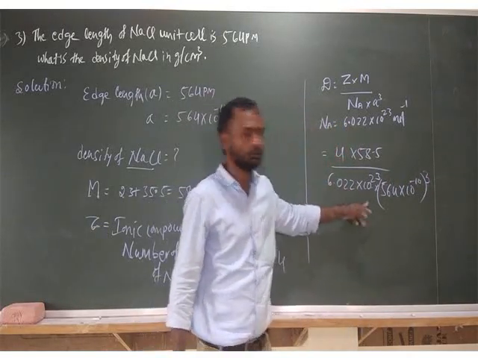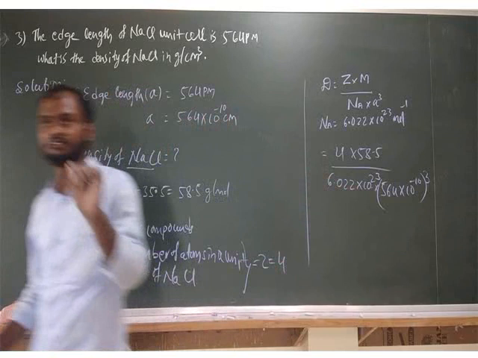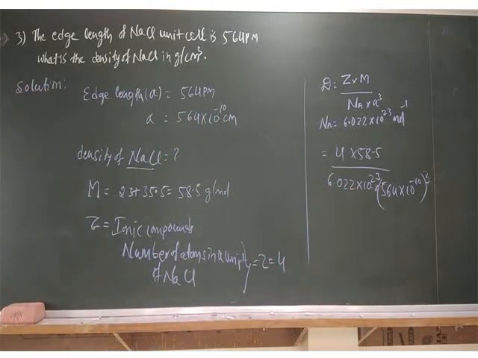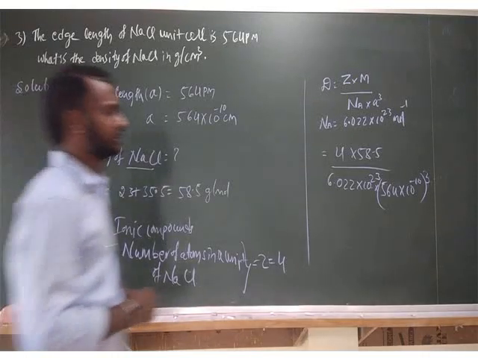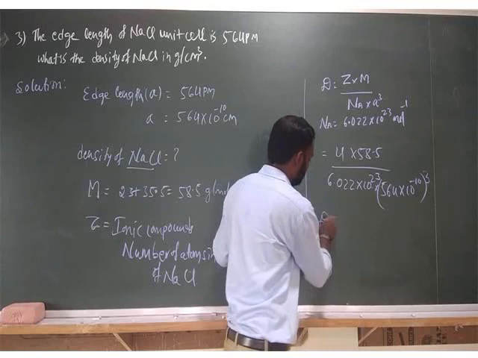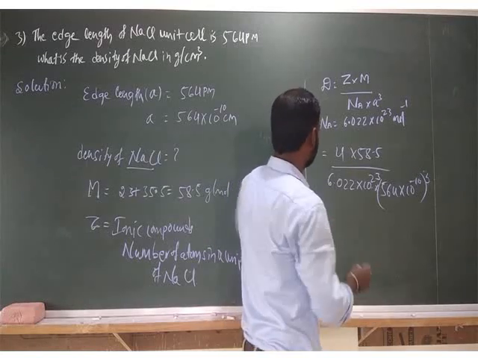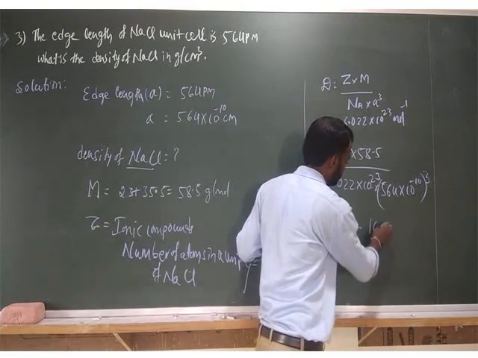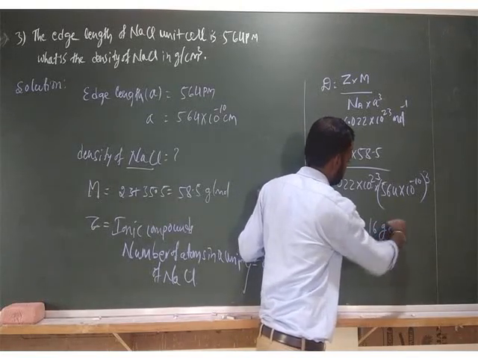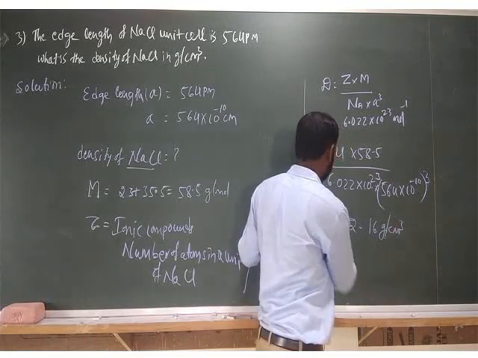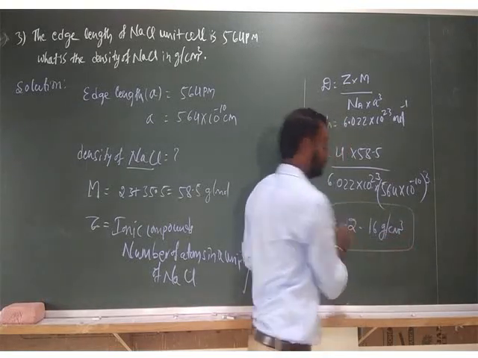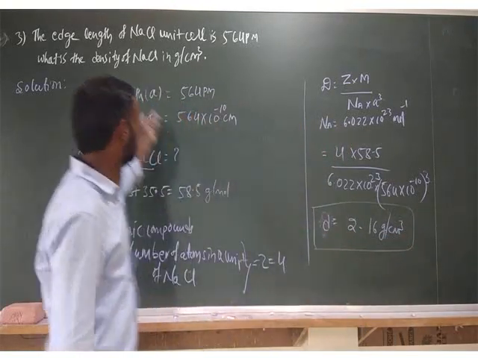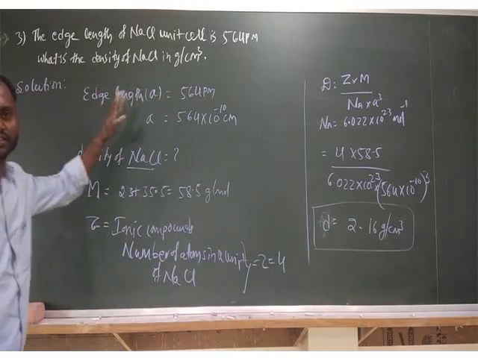Substituting all these values in this equation, the final answer is 2.16. The density D is equal to 2.16 gram per cm cube. This is the D value. Clear? Very simple.